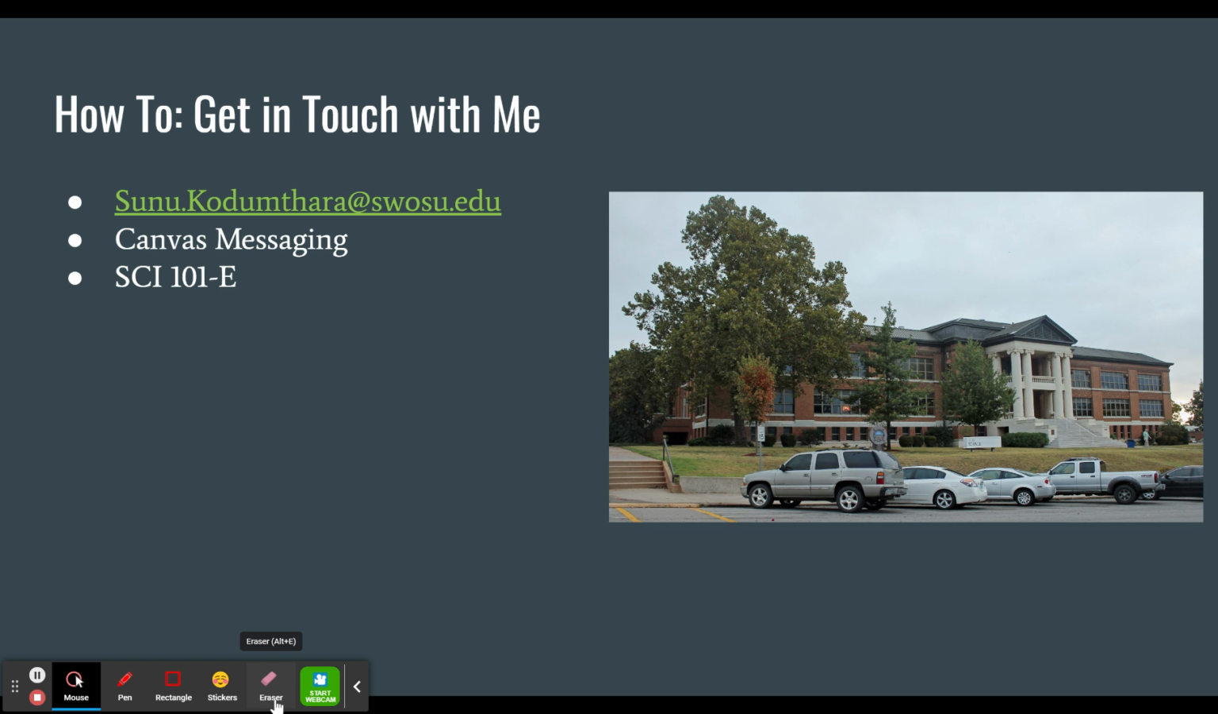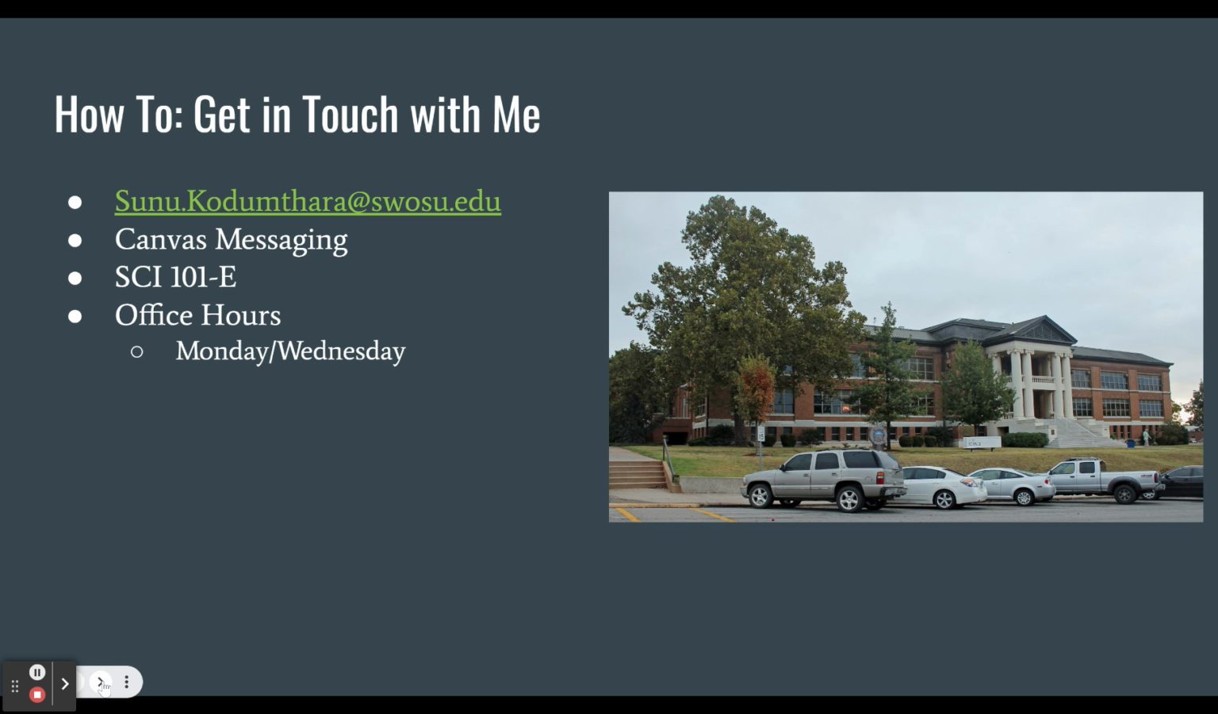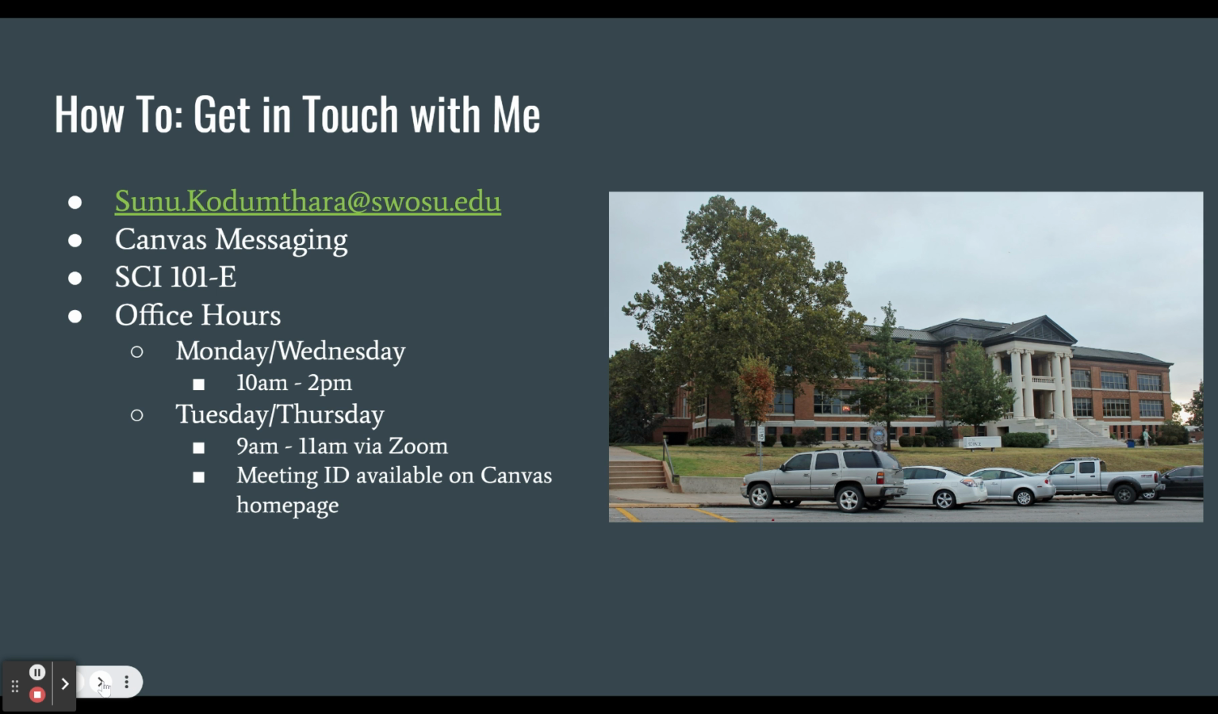And so when we talk about when you can find me, first of all, my office is in an office suite. So the office suite number is 101, and you'll find me in the back corner in 101E. And my office hours for the spring semester are Monday and Wednesday from 10 a.m. to 2 p.m. And then on Tuesdays and Thursdays, I will actually be working off campus, but I will be available via Zoom. And you'll notice that on Canvas, on our homepage, I have a meeting ID.